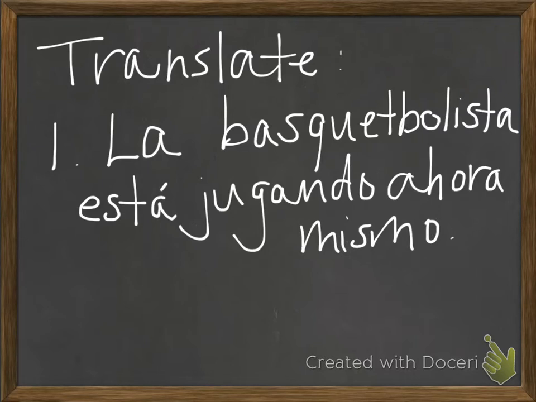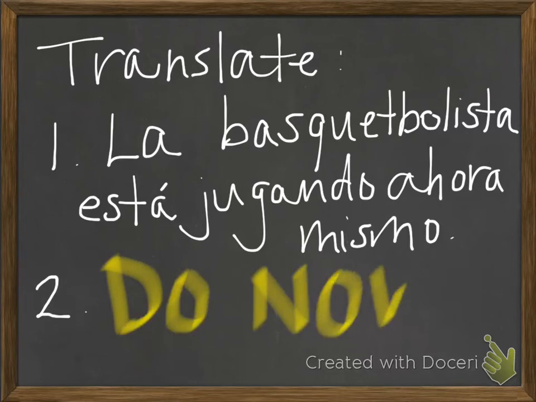Okay, I hope you did fine with that one. I would like you to try numero dos by yourself now. The volleyball player, a male volleyball player, is running in the park. Okay? I want you to try this one on your own. We'll also go over that one, okay?